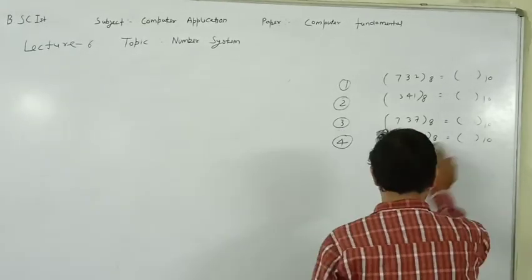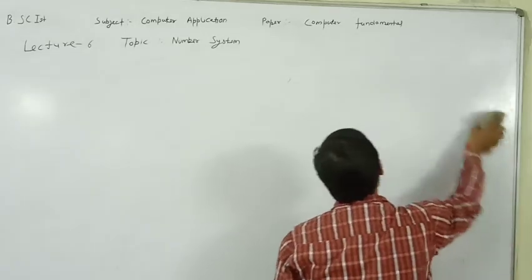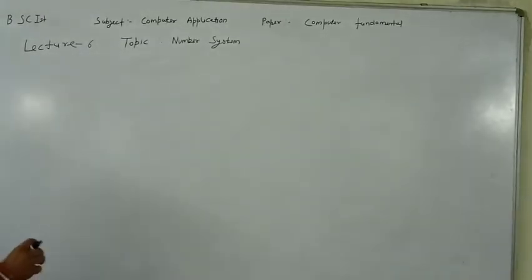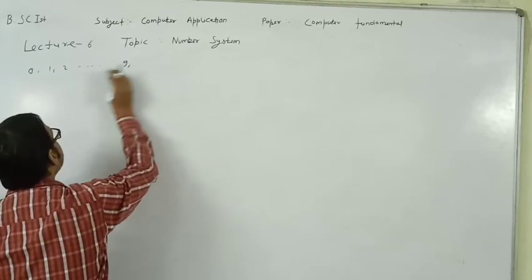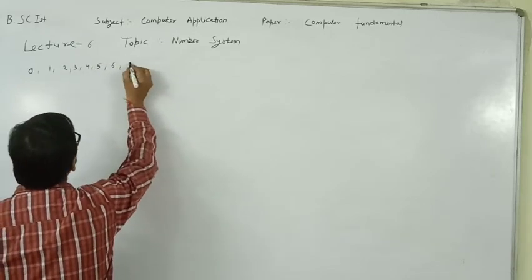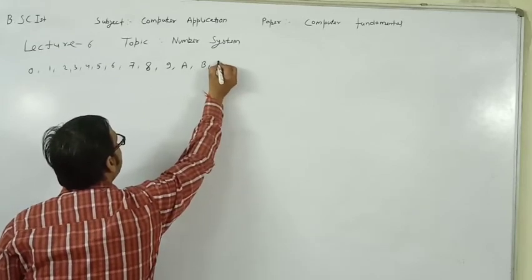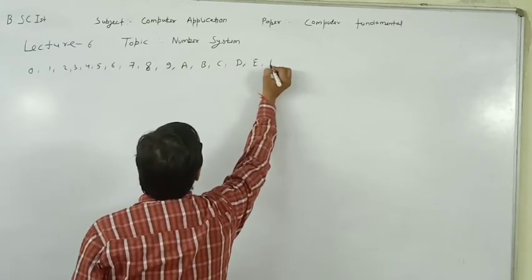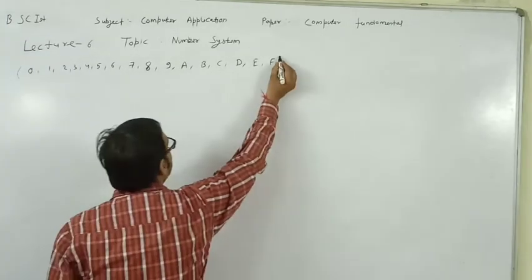a hexadecimal number has a base 16. So the hexadecimal number contains a digit or symbol from 0 to 15, and the digits are 0, 1, 2 and so on up to 9, and 10 is written as A, 11 as B, 12 is treated as C, 13 D, 14 E and 15 F. These are the symbols in a hexadecimal number.